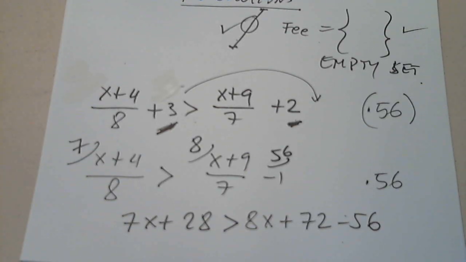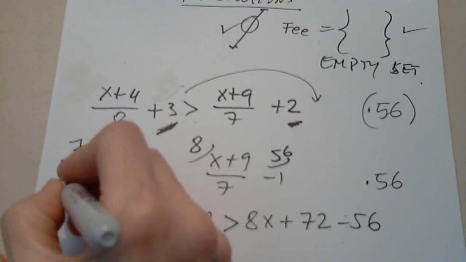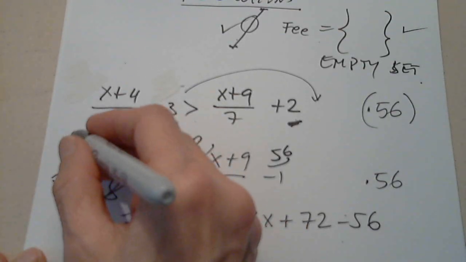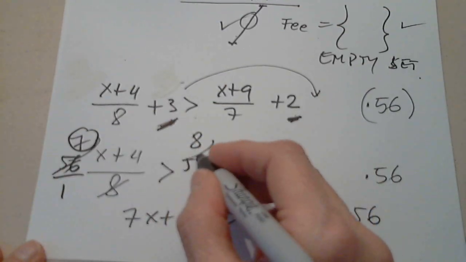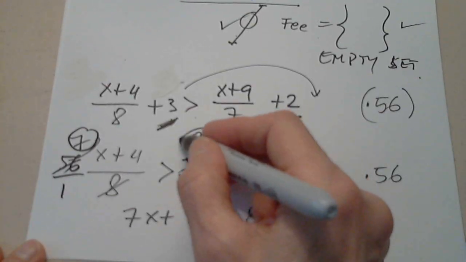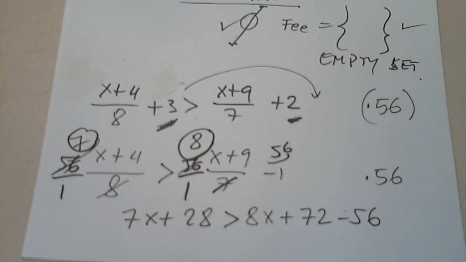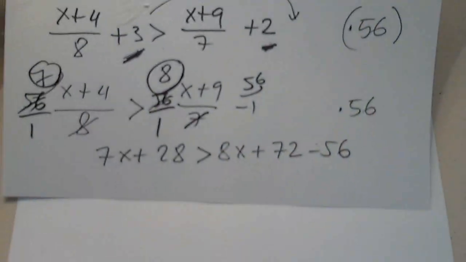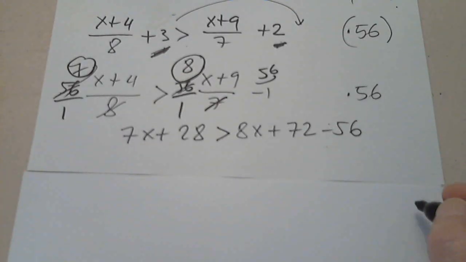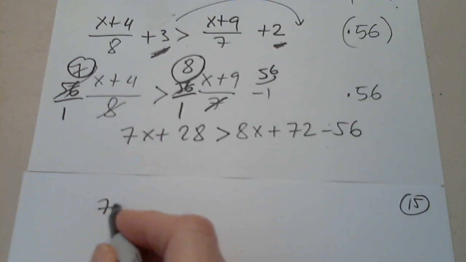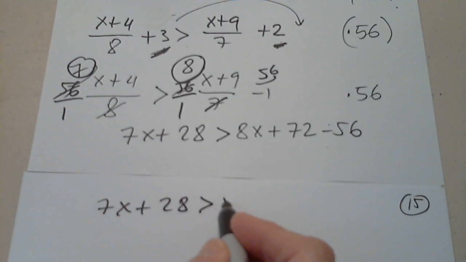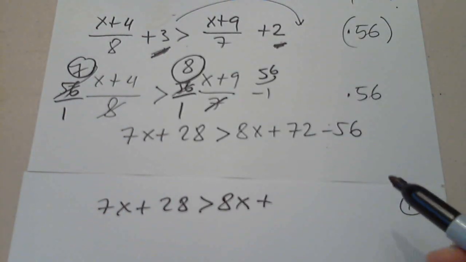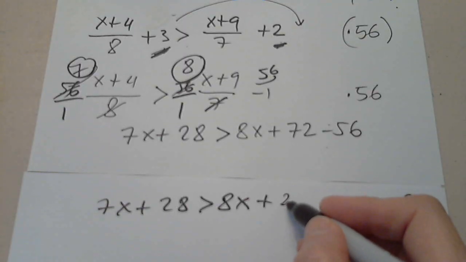So maybe I should write it like this. 56 over 1, and then I simplify and I get 7. 56 over 1, I simplify and I get 8. Maybe that's better. It's clearer, easier to understand. Okay. So now I have 7x plus 28 greater than 8x plus, what is this? Is it 26? No, it's 16.